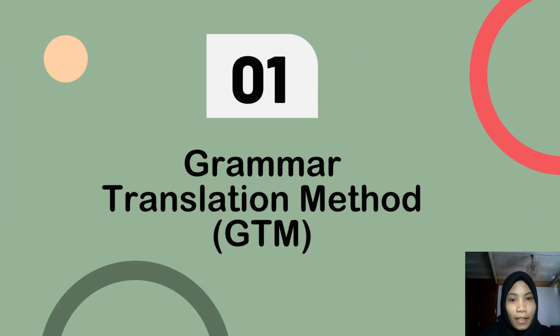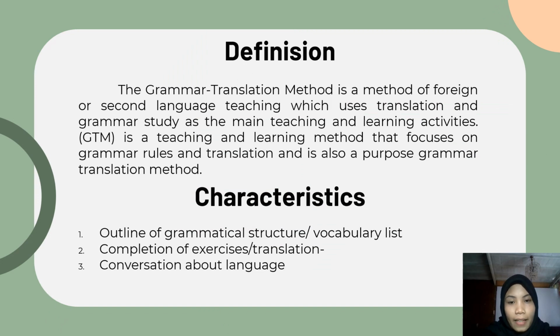The first material is grammar translation methods. Definition: Grammar translation method, or GTM, is a method of foreign or second language teaching which uses translation and grammar study as the main teaching and learning activities. GTM is a teaching and learning method that focuses on grammar rules and translation and is also a four-phase grammar and translation method.